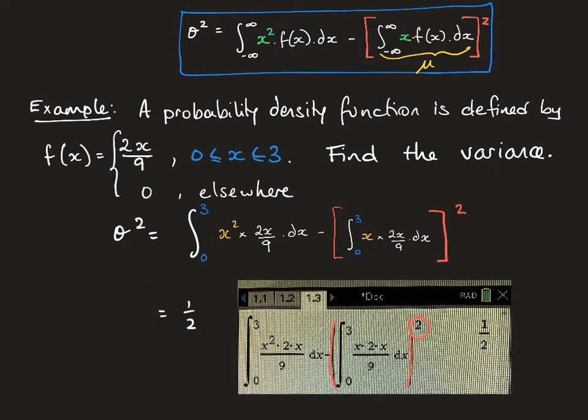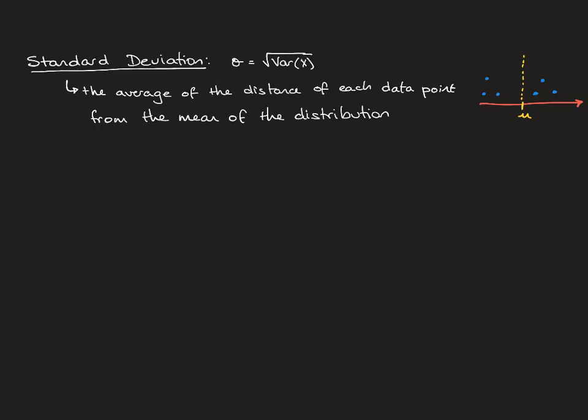And that's it, pretty much. That's how you work out your variance. So our work with variance doesn't give us any kind of real information about the function itself and how spread out it is. We actually need to take that next step and find the standard deviation by square rooting the variance. And what that actually gives us is the average of the distance of each data point from the mean of the distribution.